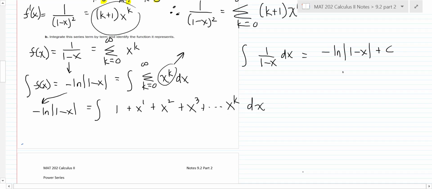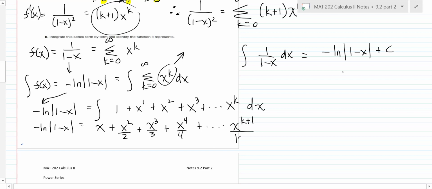Everybody with me so far? All right, now let's start integrating. Let's keep bringing this thing down. So this is ln 1 minus x. Now just do the integral. This is easy stuff to do in your head. What's the integral of 1? X. Integral of x to the first, x squared over 2, and so forth. X to the third over 3, x to the fourth over 4, dot, dot, dot. Eventually you get to x to the k plus 1 over k plus 1. And then you do have a plus c out at the end like that.